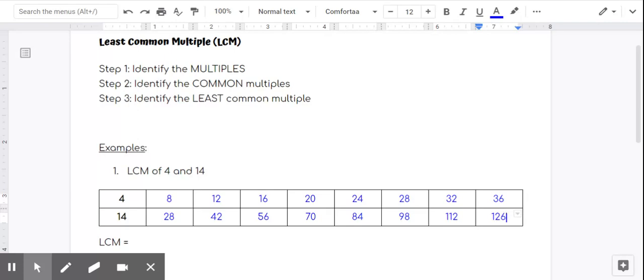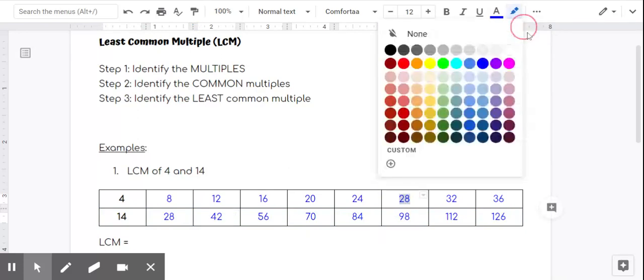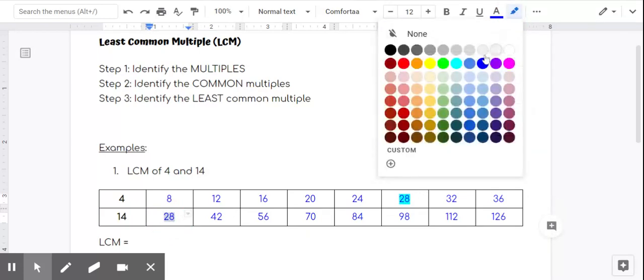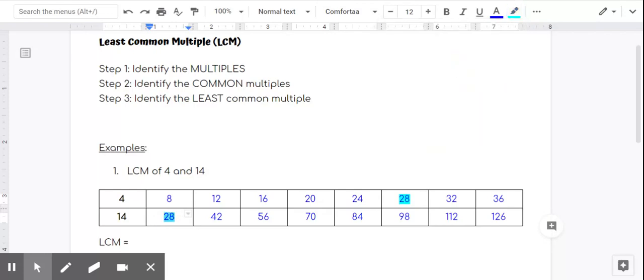Step two now is we identify the common multiple, or multiples. So these are the numbers that match with the 4 and the 14. So as I look through, I'm going to notice that there's a 28 in the row of 4s, and there's a 28 in the row of 14. This is the only common multiple in our chart right now. So that also means it's the lowest, or the least common multiple. So our answer here, our LCM of 4 and 14, is 28.